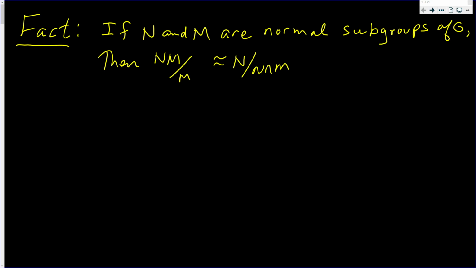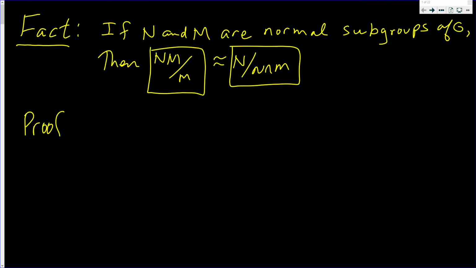In this video I'm going to prove an interesting fact. If N and M are both normal subgroups of G, then this quotient group is isomorphic to that quotient group.